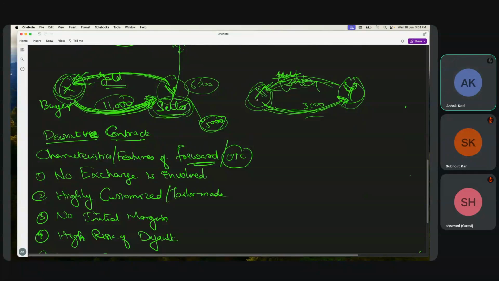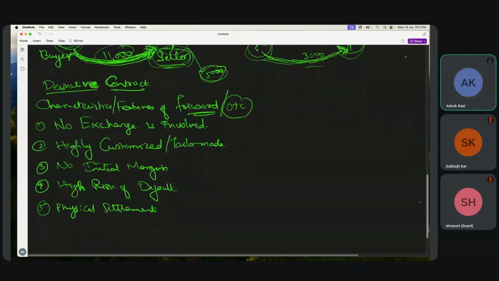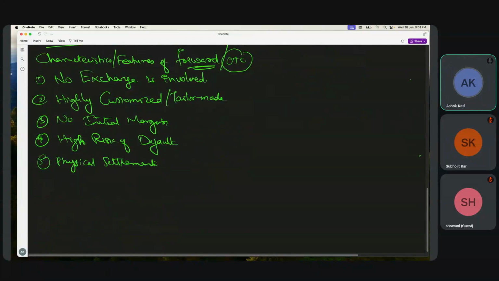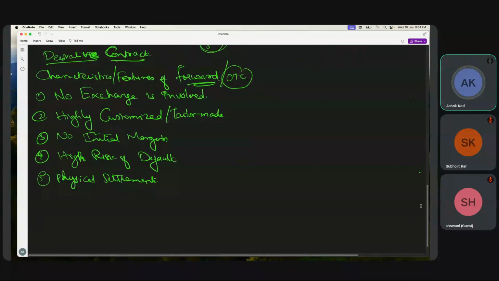Physical settlement means where the underlying assets will be actually delivered. Okay. Fine. So these are some of the characteristics.